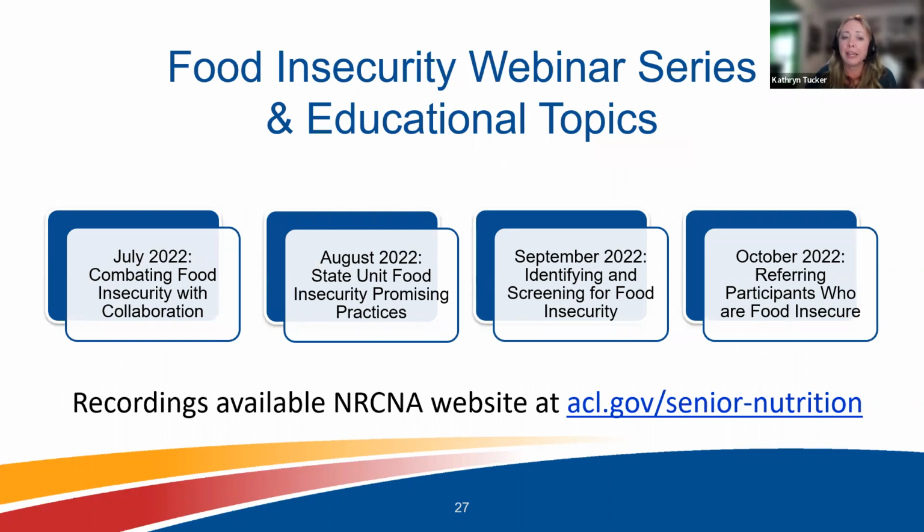The recording from today and the past webinars presentations are available on the NRCNA's website. You can see the link at the bottom of the slide. During this series, we have highlighted collaboration, promising practices as state units on aging, and identifying food insecurity. The next webinar will be in October, and we'll close the circle by identifying referrals and interventions for older adults who are food insecure. A link to the next webinar will be included in the post-webinar email with the recording of this webinar.